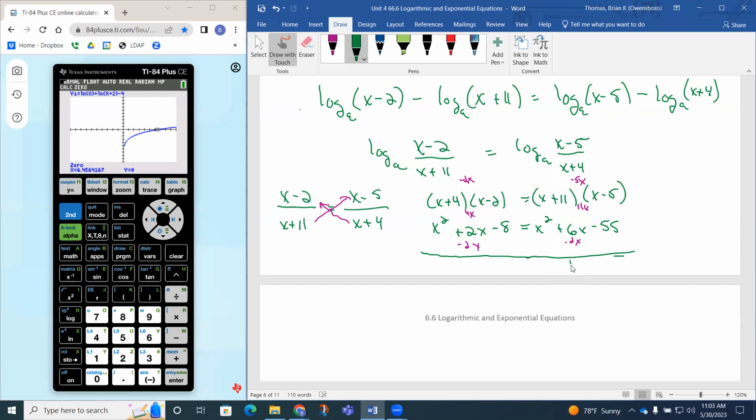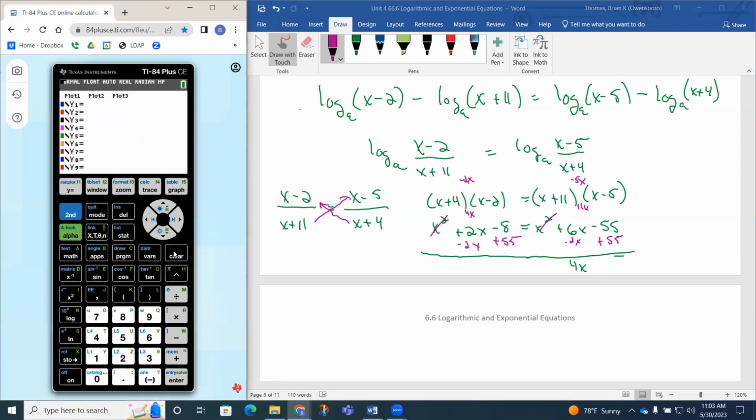So that's going to give me a 4x. I'd rather have the constants on the other side, so I want to add a 55 to both sides to get the constant on the other side. So again, the x squared is just zeroed out altogether. So negative 8 plus this 55 is what I'm looking at.